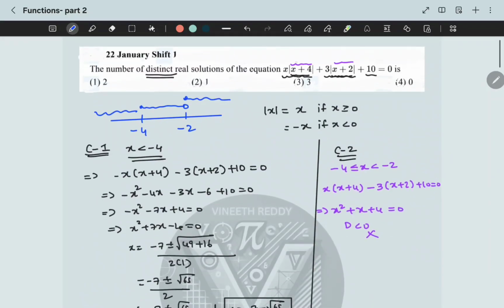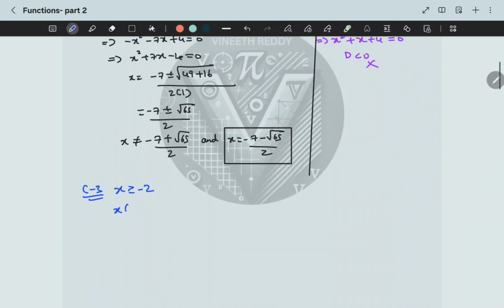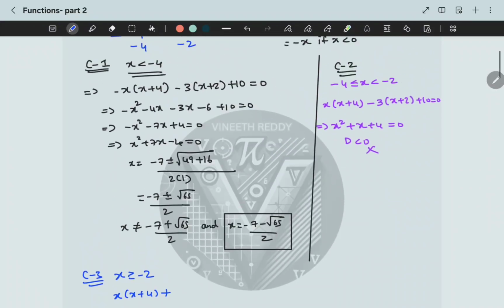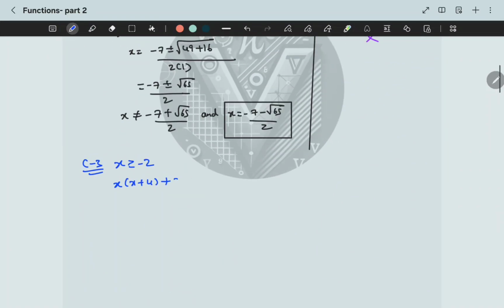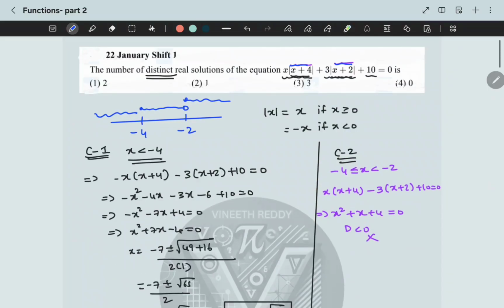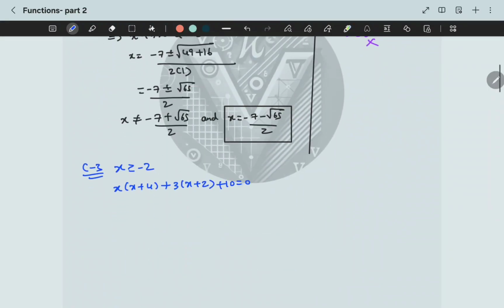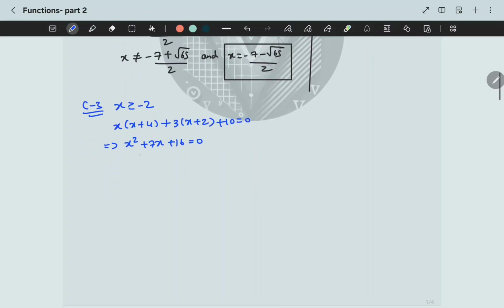So if x is greater than or equal to minus 2, for example, x is 0, this term will be positive and this term also will be positive. So it opens with a positive sign: x into x plus 4 plus 3 times x plus 2 plus 10 equals to 0. So we get x square plus 4x plus 3x is plus 7x, plus 6 plus 10 is plus 16, right? And again the discriminant, b square minus 4ac, is less than 0.